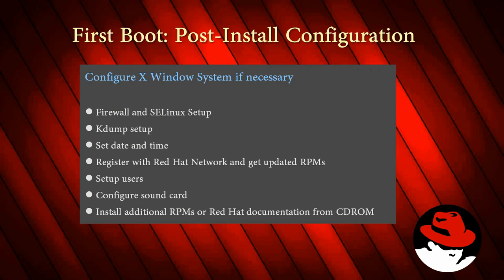If you have to configure X window, you can install the KDE or GNOME. The GNOME is default with Red Hat. You have to install the complete server packages. Otherwise, if you choose a light package of RHEL, it does not provide you X Windows configuration. You can add firewall and SELinux setup, kdump setting, date and time, register with a Red Hat network to get updated RPMs. You can set up different users, create and remove. You can configure sound card, install RPMs, and Red Hat documentation from CD-ROM. All these options are already available in the virtual consoles, the command line interface.